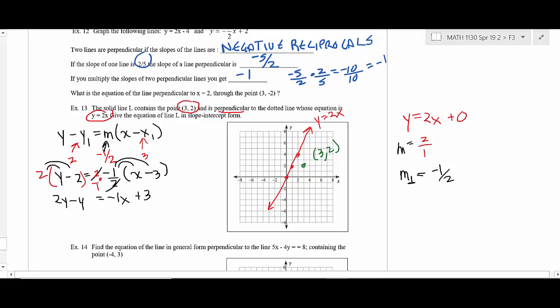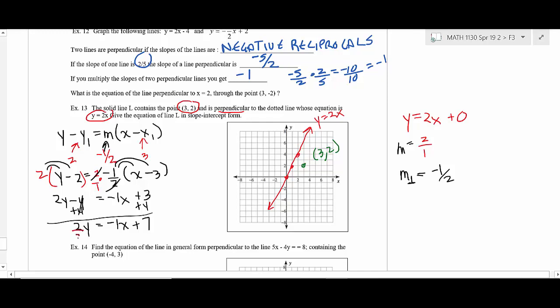Does that make sense? Okay, just whatever that denominator is, just get rid of it, okay? And that way you don't have to deal with any fractions or anything. Now it's pretty standard. You add 4 to both sides. Okay, so that gives 2y equals -1x plus 7.